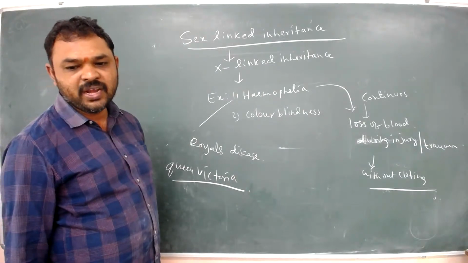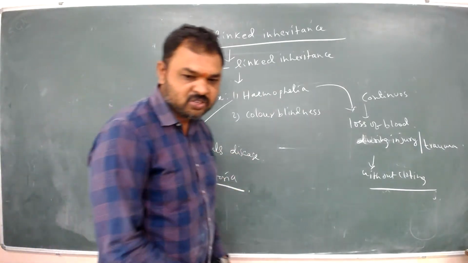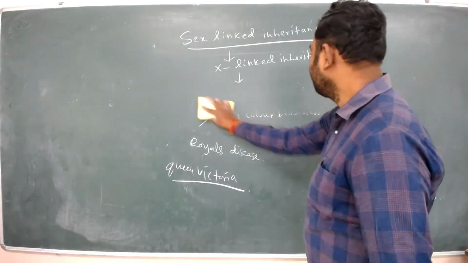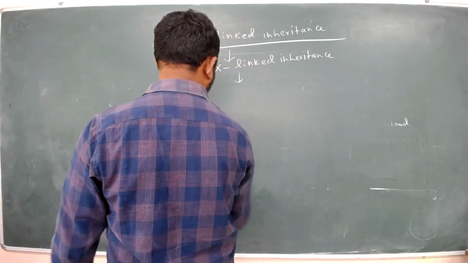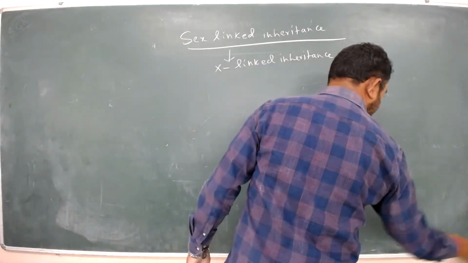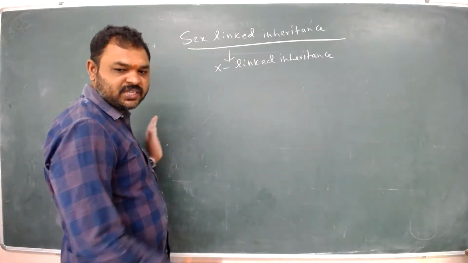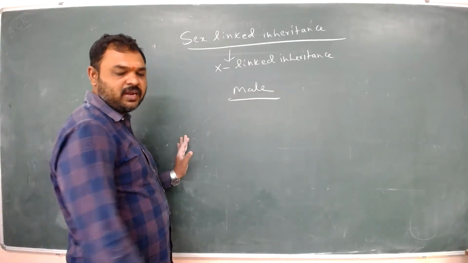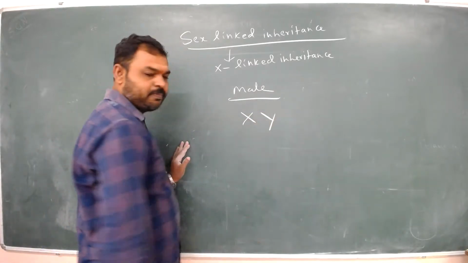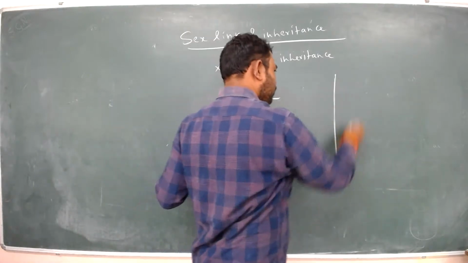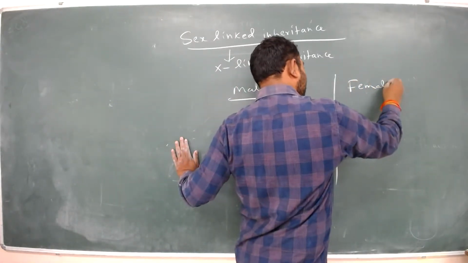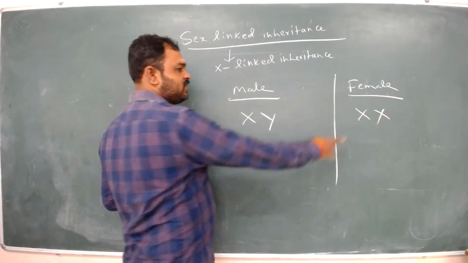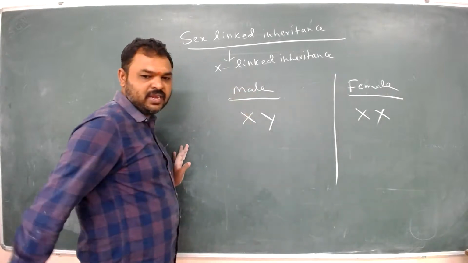But this hemophilia is X-linked. What is the inheritance pattern? We see the hemophilia inheritance pattern. Suppose you can see this male individual. What are the sex chromosomes in human beings? Male: X chromosome, Y chromosome. And in the female, what are the sex chromosomes? Two X chromosomes are there in female, XY in male.